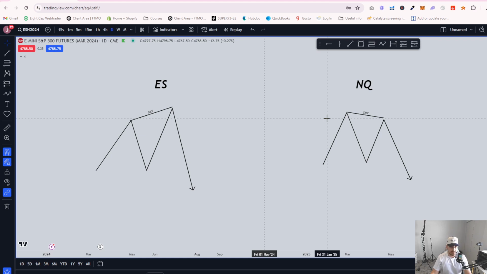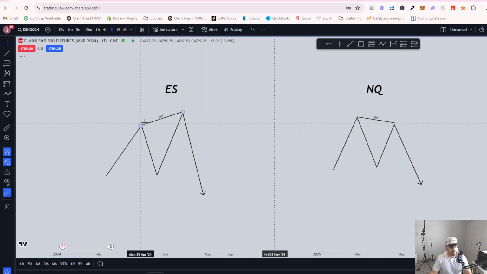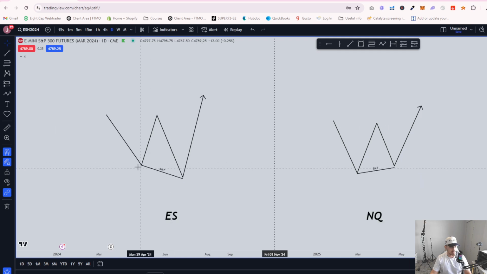So a high probability SMT, in my opinion, from what I've seen, and this usually always works out, is when you have an SMT divergence, right? Such as ES taking its high and then NQ doesn't. But this is the cool part, right? When you have an SMT like this, when one of the correlated pairs takes its high, and even if you flip this, this is a bullish SMT, right? ES takes its low, NQ doesn't.